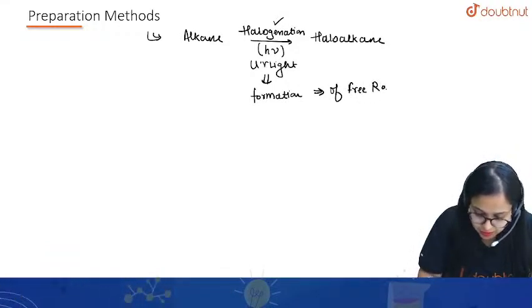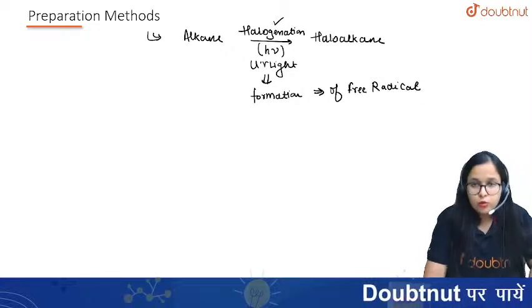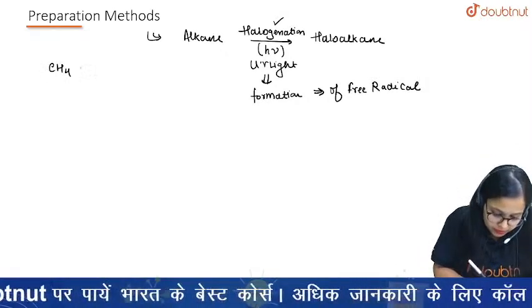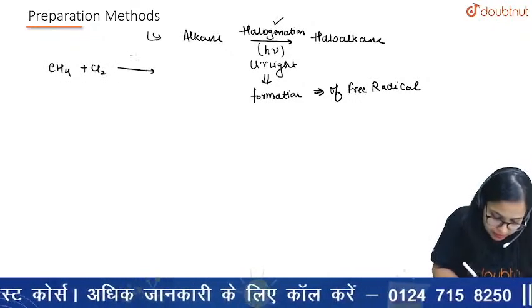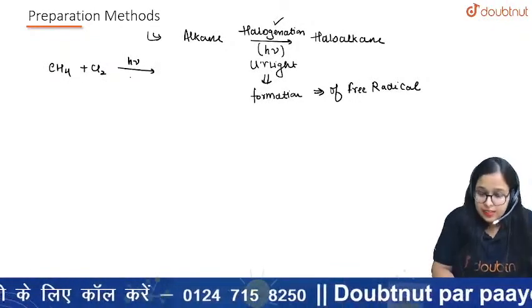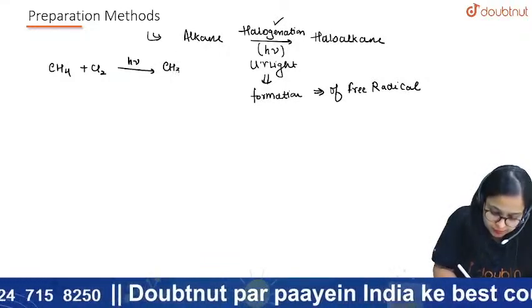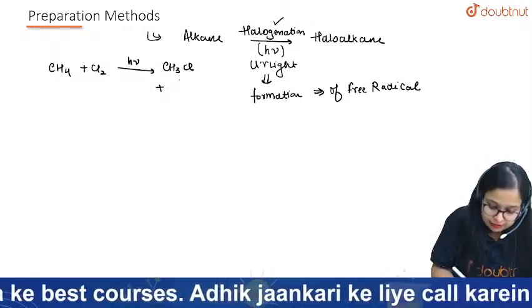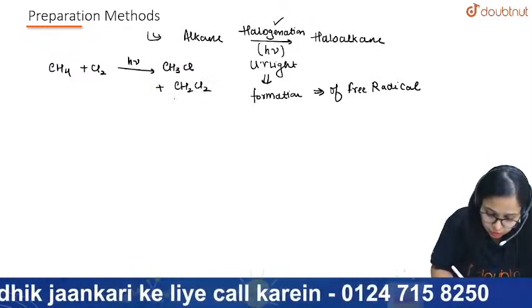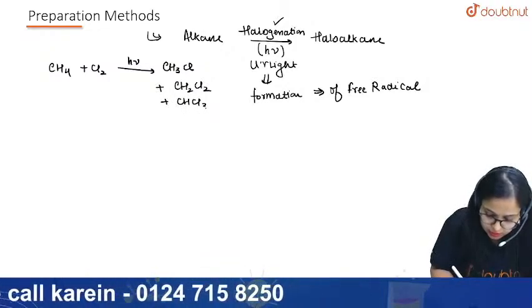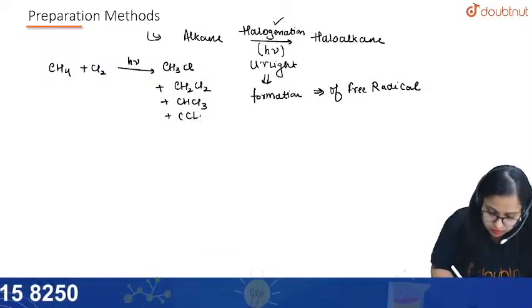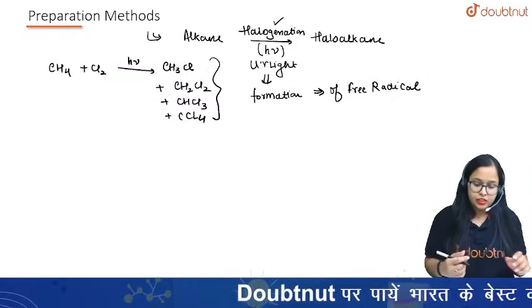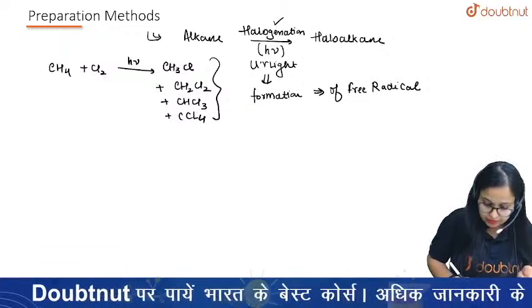For example, if you want to prepare your chloromethane, what will you do? You'll take methane, you'll take Cl2 in presence of UV light, it can be written as hν, and then you get CH3Cl. But you also get a lot of side products during a free radical mechanism. You might get CH2Cl2, you might get CHCl3, and it can also give you CCl4. You get a mixture of products via a halogenation process in alkanes.